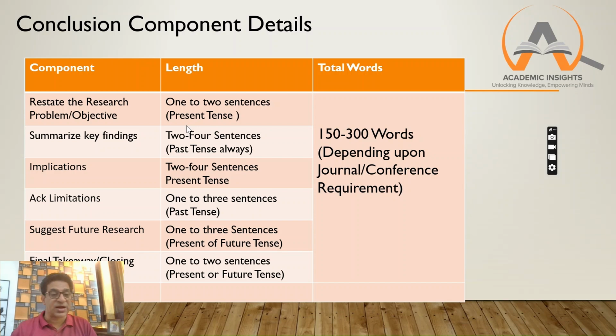And about the future research, you can write down 1 or 2 sentences, and it is always in the present or future tense. And the final takeaway or closing statement is also 1 or 2 lines, and it should also be in the present or future tense. So this is how you are going to divide the components of the conclusion into different parts.